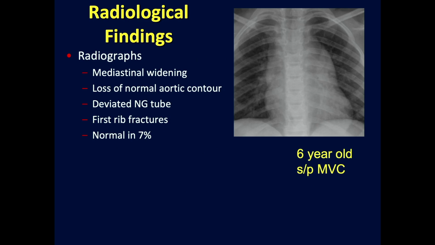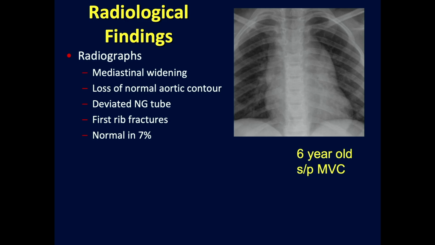You look for mediastinal widening, loss of normal aortic contour, but we have some challenges in young children with those findings because widening of the mediastinum can also be related to the thymus gland. And this was a 6-year-old that we saw. I thought that this configuration of the superior mediastinum looked very much like thymus gland, but you expect the thymus gland to regress significantly over time. That regression over time is quite variable from child to child.